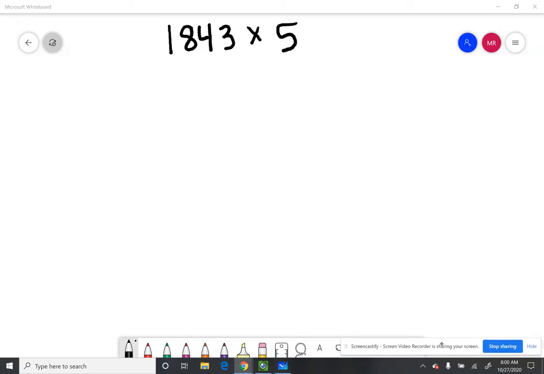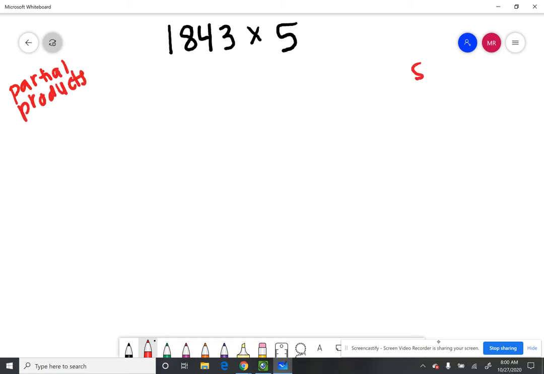Okay, so I'm going to solve 1,843 times 5 using partial products and standard algorithm. And I want you to look for the similarities and differences between the two because they are very relatable. So first I'm going to start with partial products. Most of us remember how to solve it using partial products.